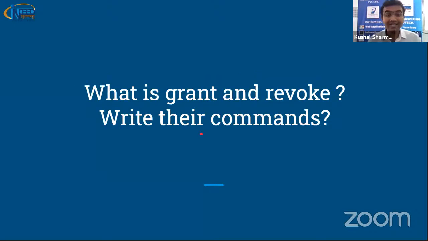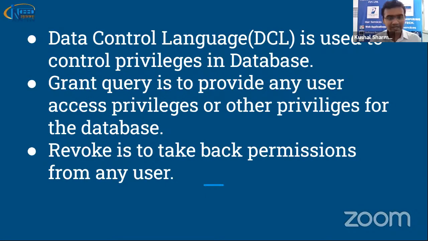The next question is, what is grant and revoke? Write their commands. So this can be a question asked in the interviews. Can you recollect from which type of SQL commands grant and revoke are coming from? It is coming from access controls, that is data control language, DCL. DCL is used for providing privileges. So how much privileges to give to a user and how much not to give to a user. The grant query is to provide any user access privileges or other privileges for the database. Revoke is used to take back the privileges.